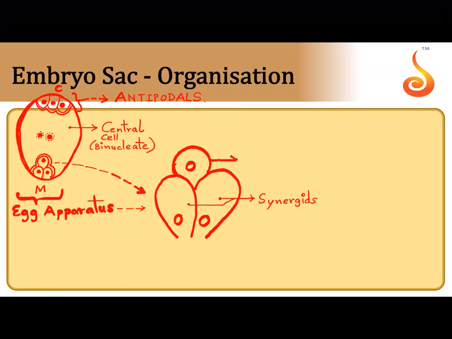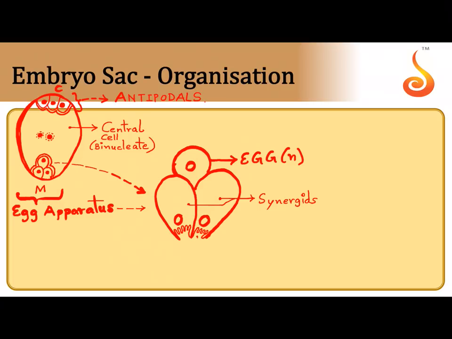And the egg is this cell. This is the most important cell, which is protected by the synergids. See, it's sitting cozily between the synergids, peeping out from behind. Correct? And at the lower ends of the synergid, you can see certain infoldings of the cell wall, like this.